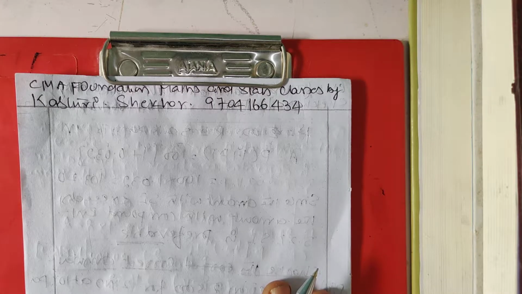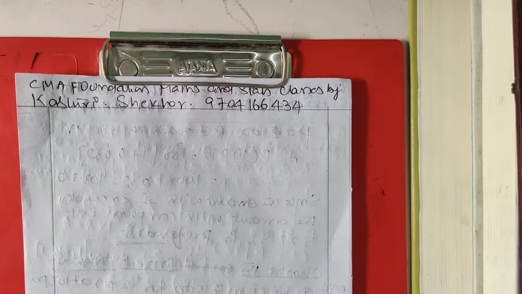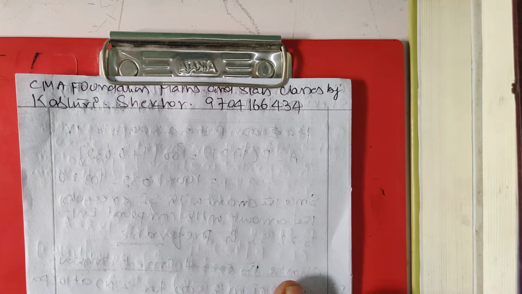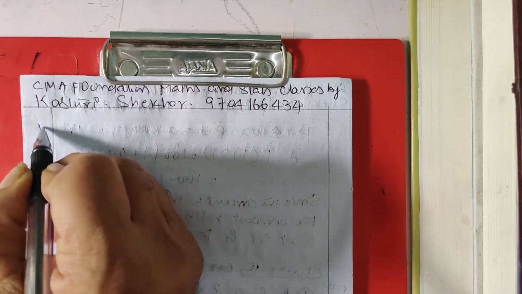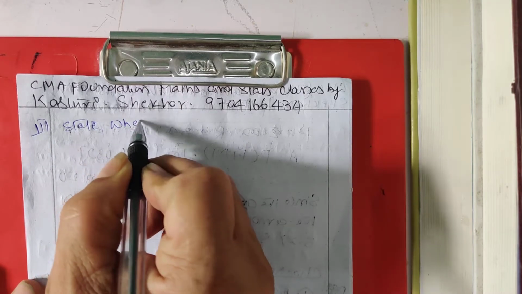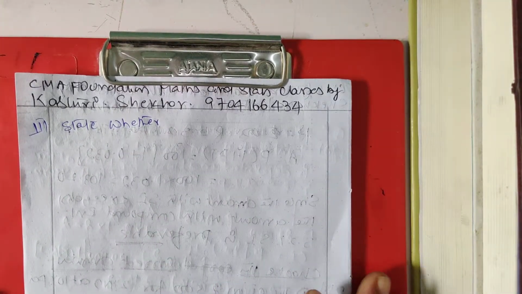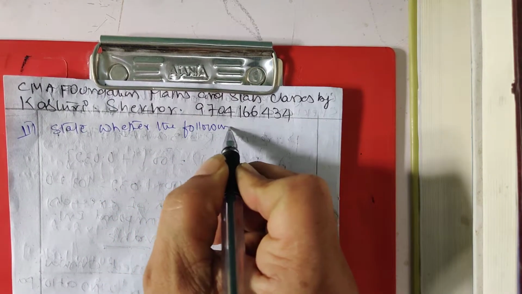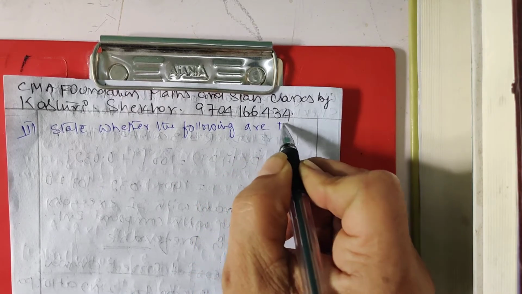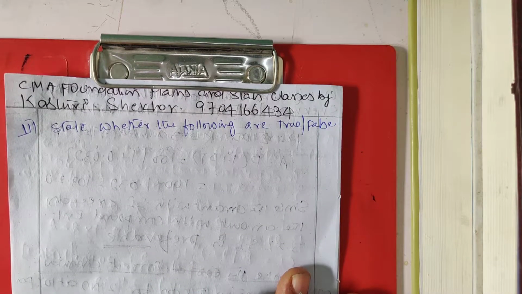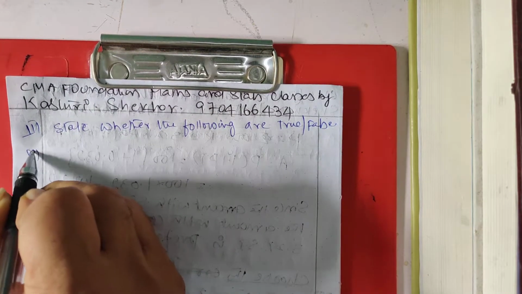Now look at the next question. State whether the following are true or false. Third type, sir. State whether true or false. First question.